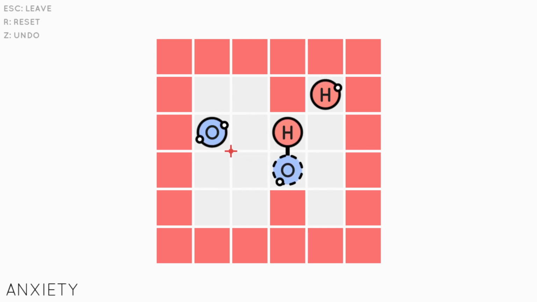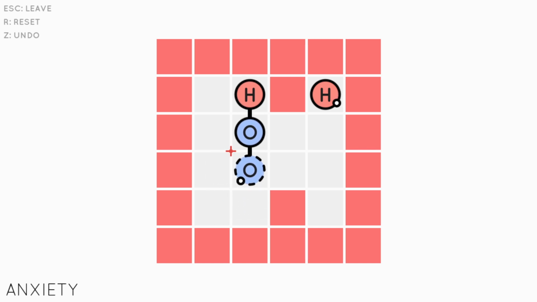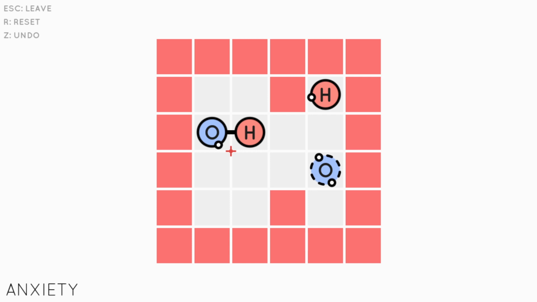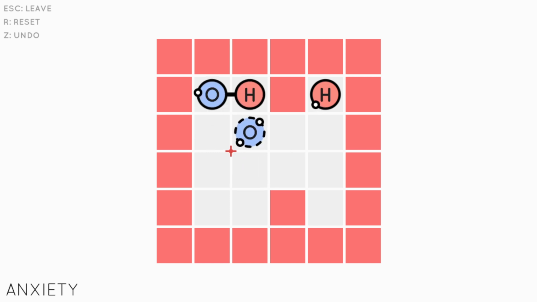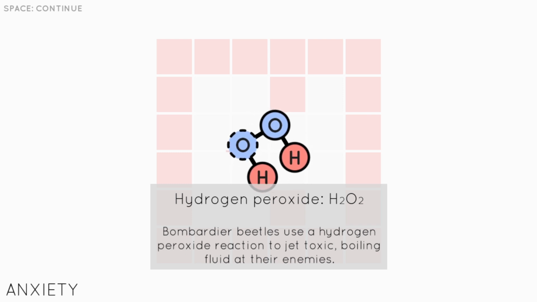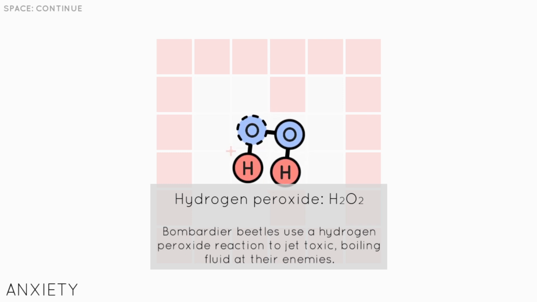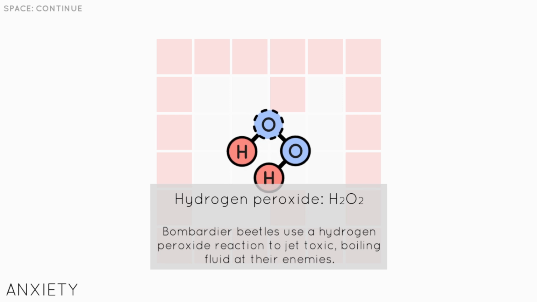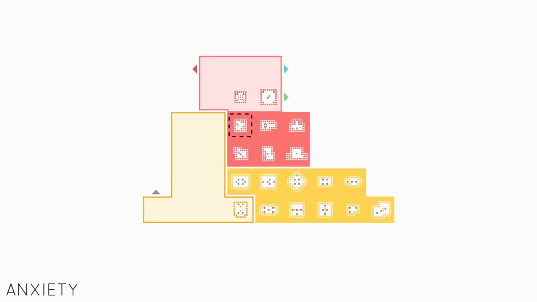Alright, so again, hydrogen peroxide. Let's see if I can just finagle my way over. I need an oxygen here. I can actually pull you out. So maybe I want to push you up here. Yes, there you go. Hydrogen peroxide. Bombardier beetles use a hydrogen peroxide jet to release toxic boiling fluid at their enemies. Yeah, more evidence that it's not good for you.